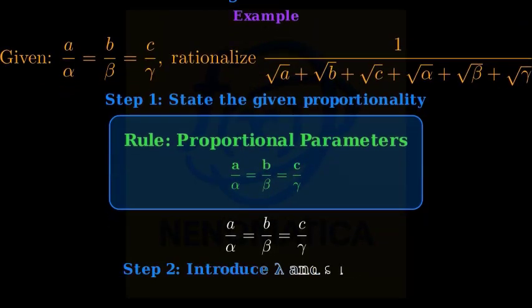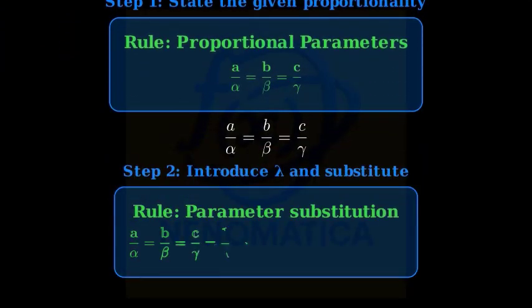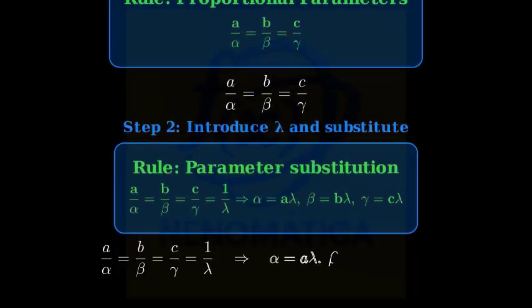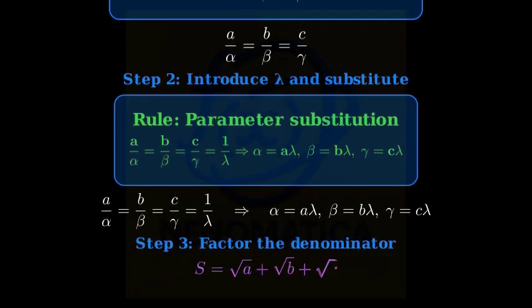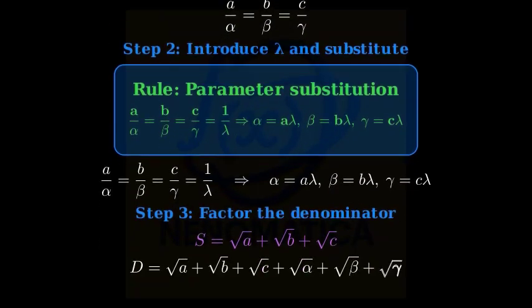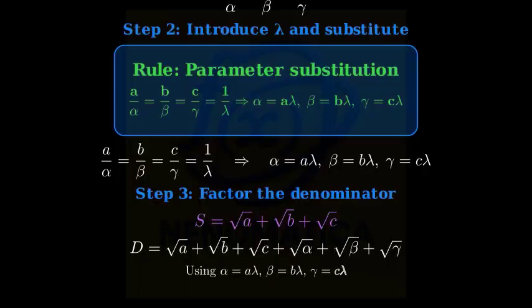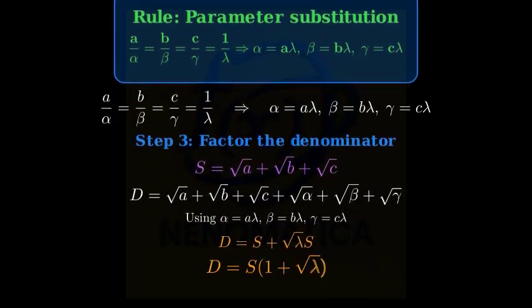Step 2. Set each ratio equal to 1 over lambda. Then express alpha, beta, and gamma in terms of a, b, c, and lambda. Step 3. Rewrite the denominator using lambda. Group the first 3 radicals as capital S equals the square root of a plus the square root of b plus the square root of c.